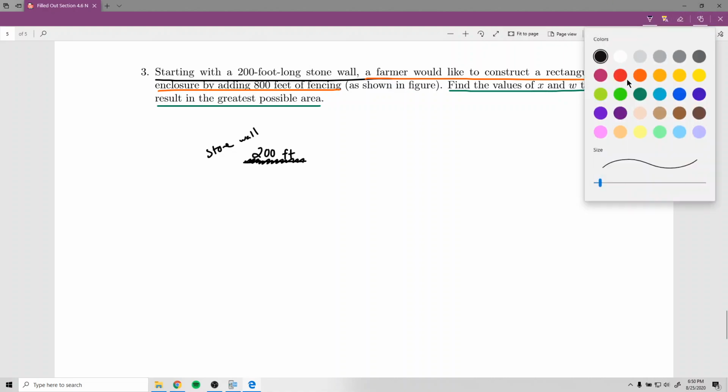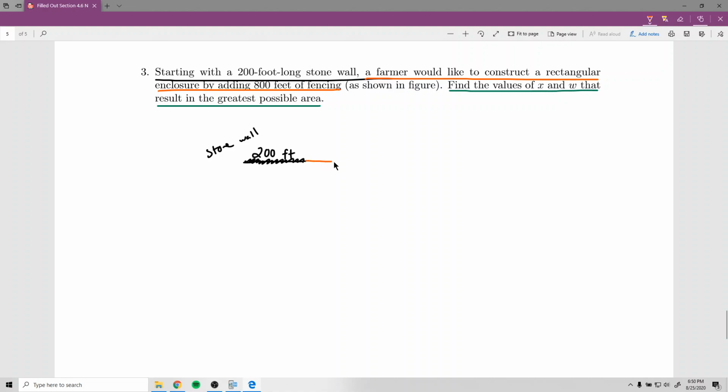And then the rest is filling out a rectangle like this. All right, so the 200-foot stone wall is just part of the rectangle. What this is saying is the total amount of extra here is 800 feet because they have 800 feet of fencing. So the orange part adds to 800 feet.